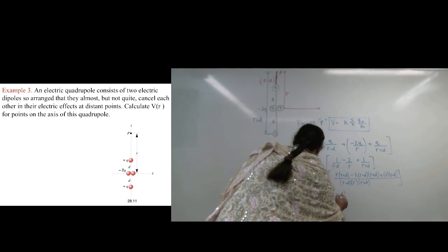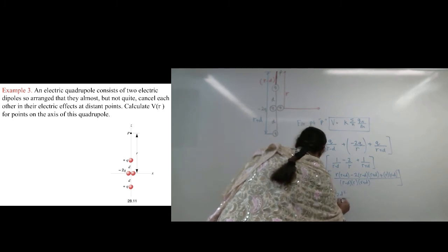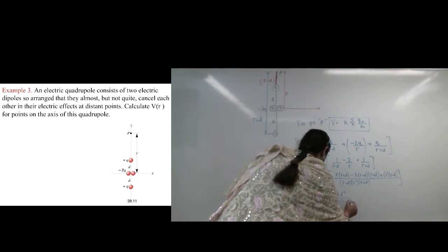And what you should end up with is kQ times 2d squared over r cubed, times 1 minus d squared over r squared. Please make sure that you are able to do this bit of algebra.